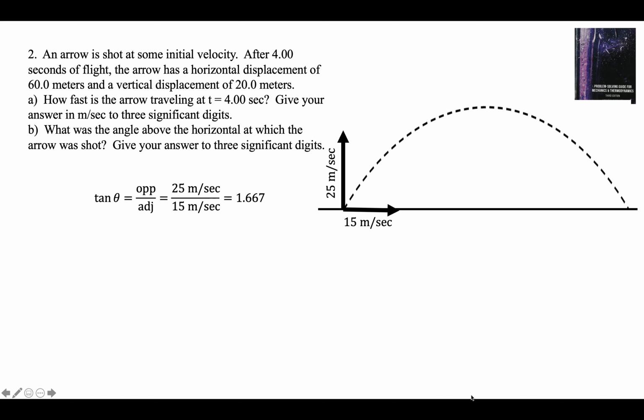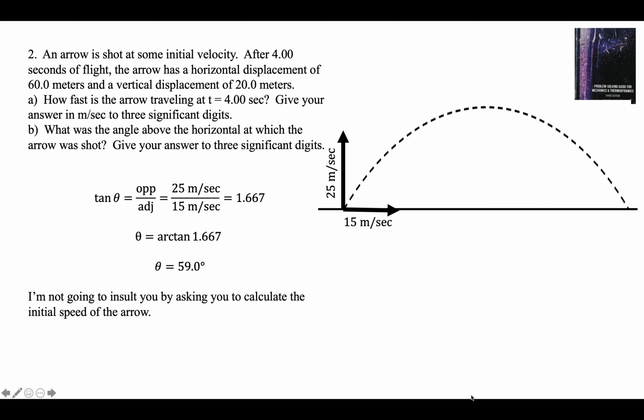Tangent is opposite over adjacent. The opposite side is 25, the adjacent side is 15, that's 5/3. The arctangent of 5/3 is 59.0 degrees. So it was shot 59.0 degrees above the horizontal. That's Problem 2. I'm not going to insult you by asking you to calculate the speed of the arrow. That's the speed. There's the angle.